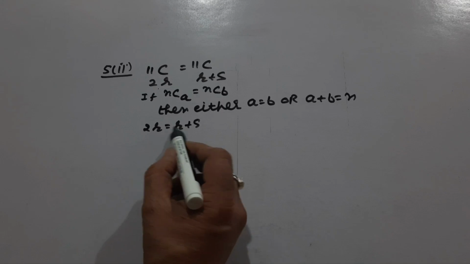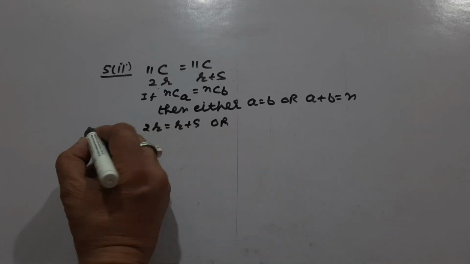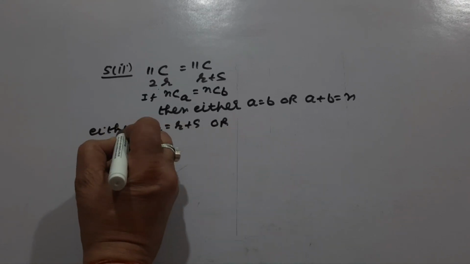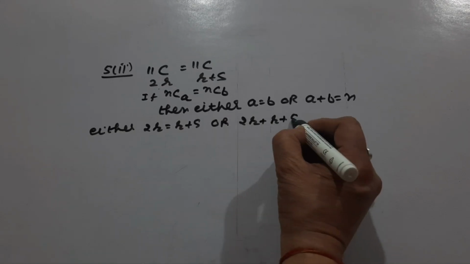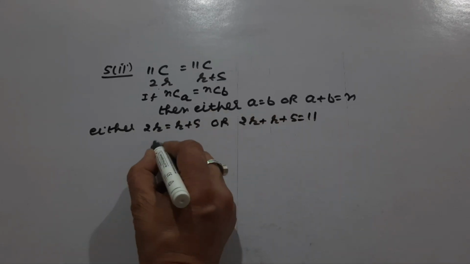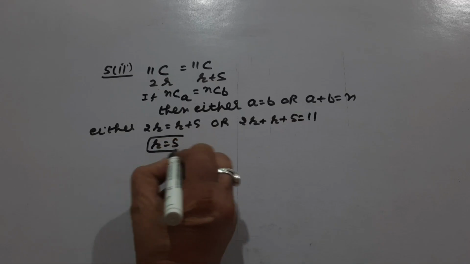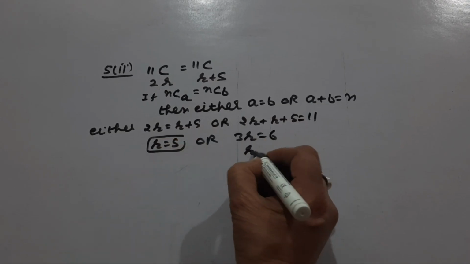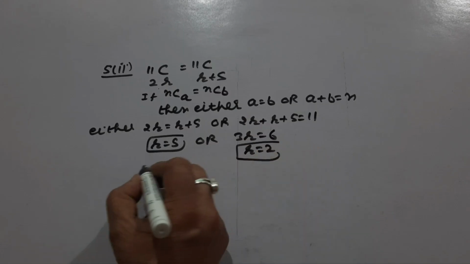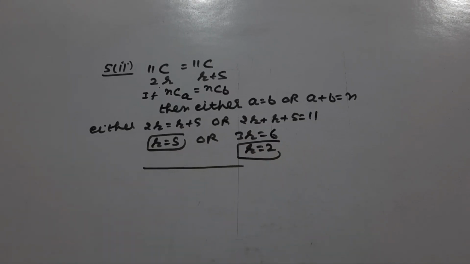Either 2r equal to r plus 5 or a plus b equal to n, means 2r plus r plus 5 equal to 11. So we get r equal to 5, or 3r equal to 6, we get r equal to 2. So we are getting r equal to 5 or r equal to 2.